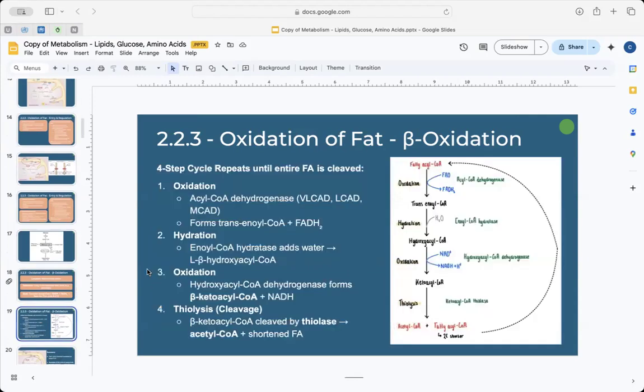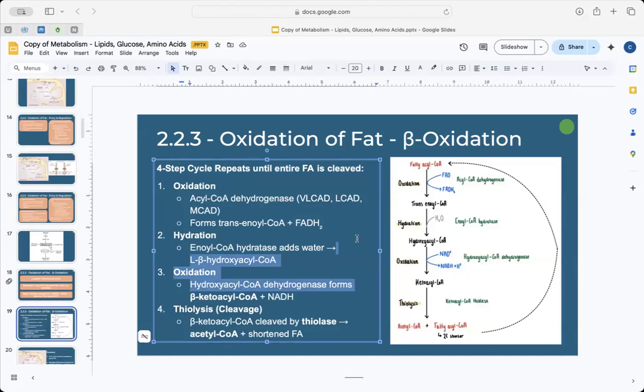Cool. So going into that in more detail, we've basically got a 4-step cycle that repeats until the entire fatty acid is cleaved. This is, sadly for you guys, a diagram from one of my essays in first year. But basically those 4 steps are oxidation, hydration, oxidation again, and then thiolysis. So it basically just repeats and repeats and repeats, removing 2 carbons each time until the desired product is formed. And you can see there's the specific enzymes listed there as well.